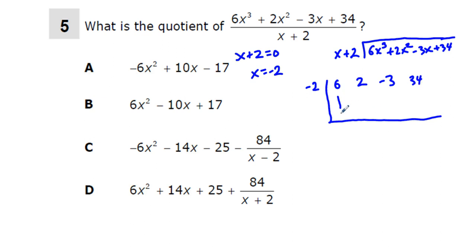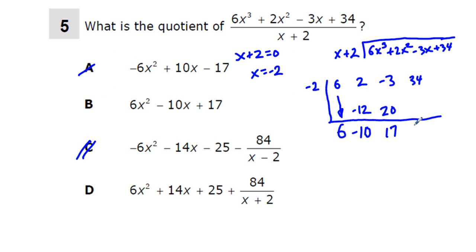And we're going to bring down the 6. So we're going to get 6x squared. Okay, so that's all. Already we know we can't have C or A. Negative 2 times 6 is going to be negative 12. Add these together, you get 10, or rather negative 10. And then negative 2 times negative 10 is 20. Negative 3 plus 20 is 17.